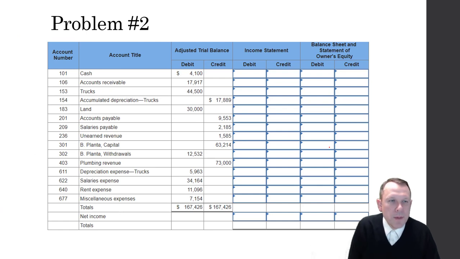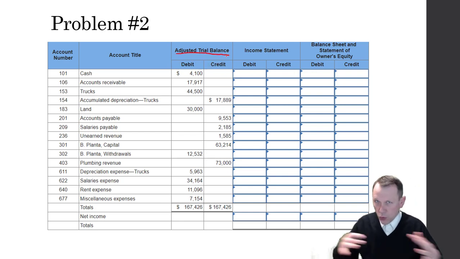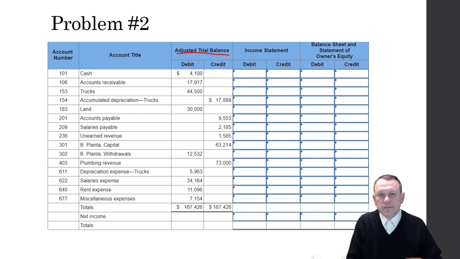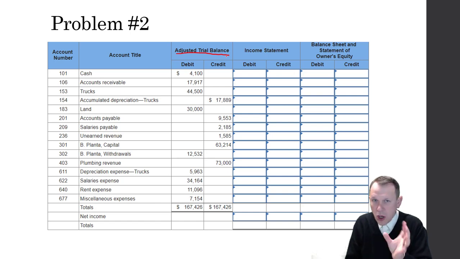Okay, so problem number two. What we have here is we have the adjusted trial balance. Really what we're doing with this problem is we're kind of starting halfway through the worksheet. So we'll have some full worksheets that we're going to do the adjustments on. We're assuming this one, the adjustments have already been completed. So here we are. We've got the adjusted trial balance set. Now our task is to get the columns here in the adjusted trial balance. We want to get them over into the right financial statement columns.